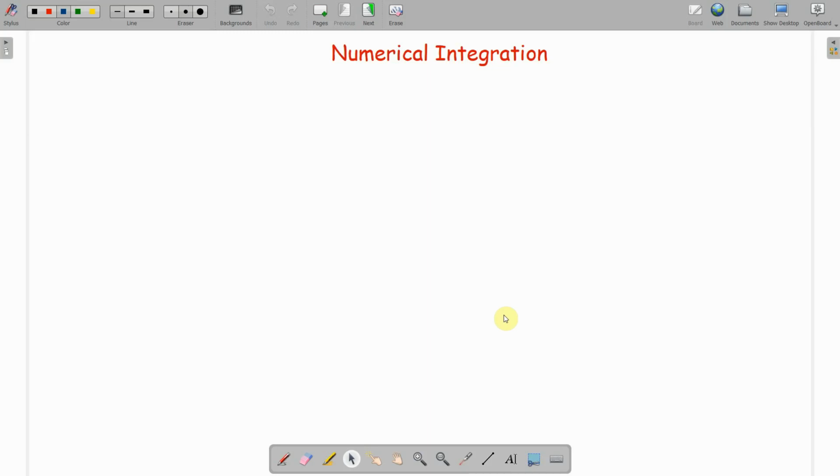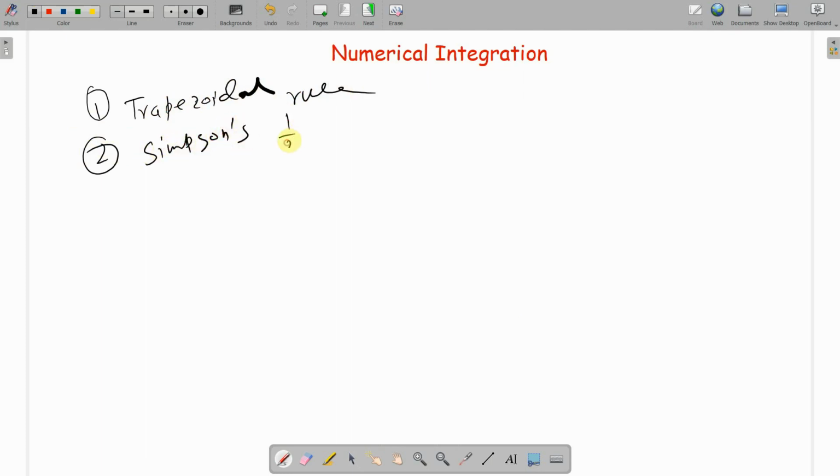This is your numerical integration. It can be done in several ways, among which three basic numerical integration methods will be discussed in your course. These methods are, first, the trapezoidal rule; second, Simpson's 1/3 rule; and third, Simpson's 3/8 rule.